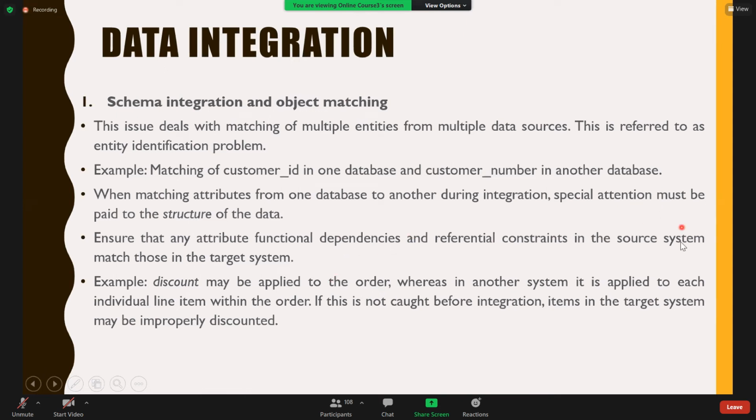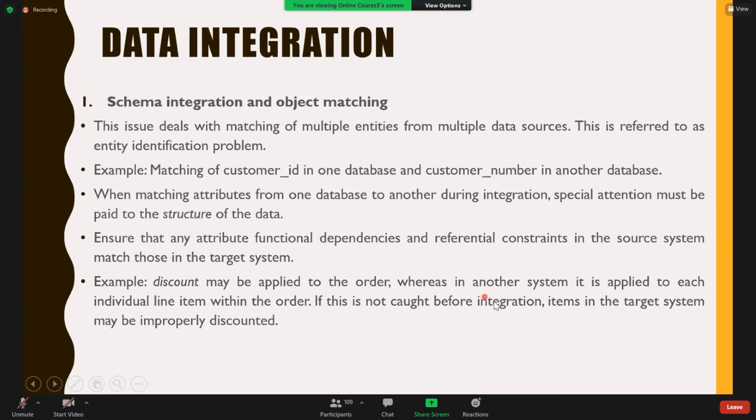The source system means the actual data source from which we are integrating the data. Target system means the system which collects all the data from multiple sources and creating a single warehouse. That is the target system. Okay, so I mean the source system should match with that of the target system. The constraints in the source system must match with the target system. For example, if you consider a discount attribute, so it is actually applied to the order. Discount for this complete order.